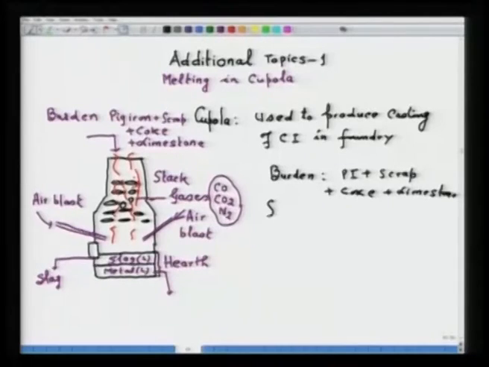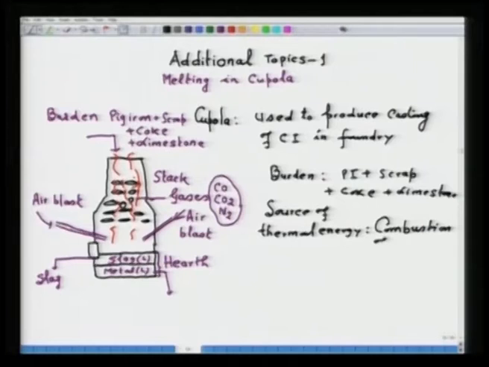The source of thermal energy is combustion of coke. Combustion of coke generates a very large amount of energy. When carbon combines with oxygen to form CO2 and CO, a very large amount of energy is released. So, this is the source of energy, and now the operation, just a few points.